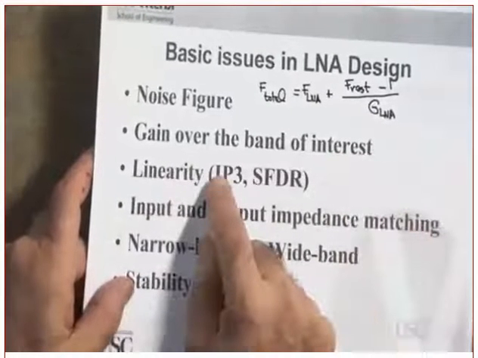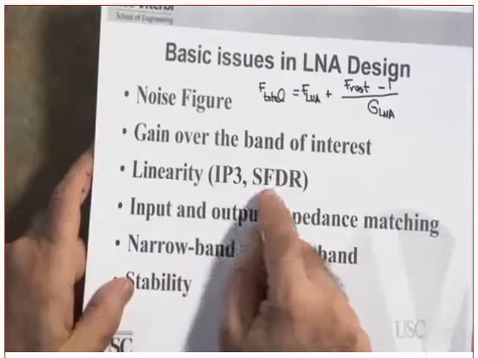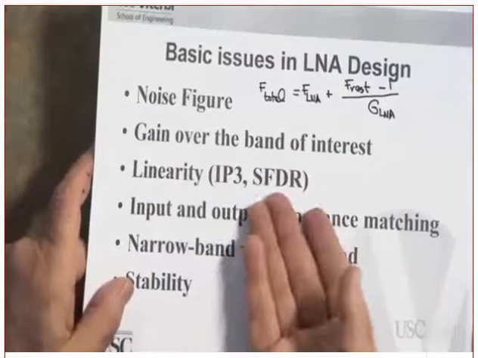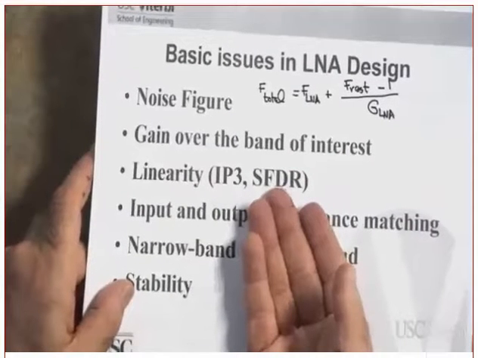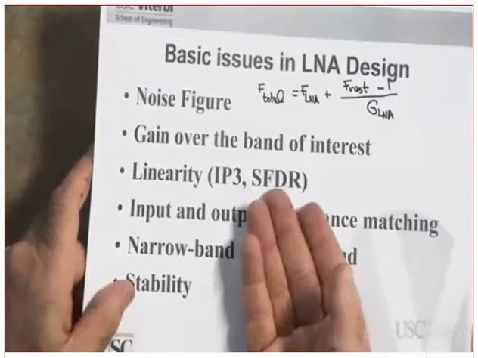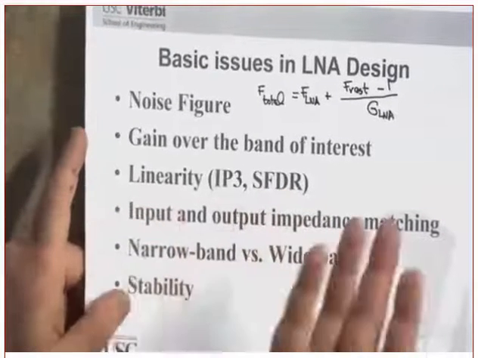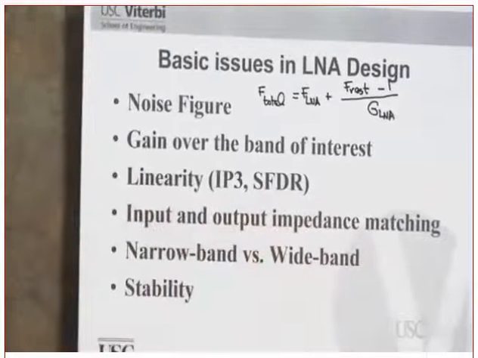I measure it either from the IP3, or I measure it, do you remember what SFDR stands for? The spurious free dynamic range of your amplifier, and so on. What does it affect? The linearity. Does it affect the sensitivity, or does it affect the distortion stuff? It will have an effect on the distortion stuff. Clear?